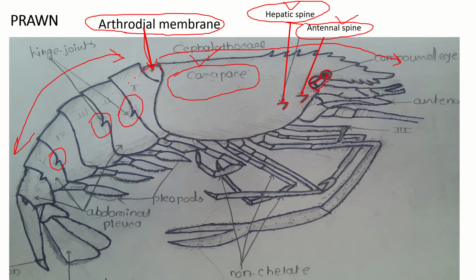Again, they have some structures like compound eyes, antenna, antennules, some ciliate legs, some non-ciliate legs. They also have appendages like pleopods, uropods, and so on. They have tails, and some adjacent appendages are also found in this particular prawn.